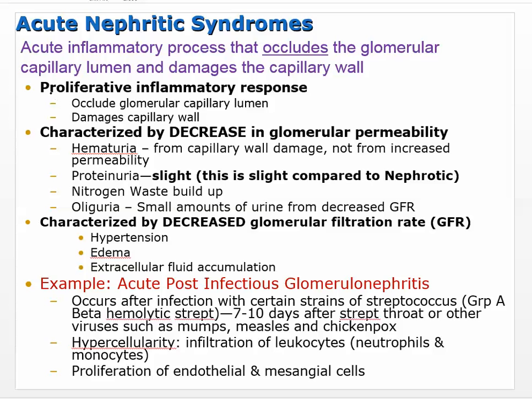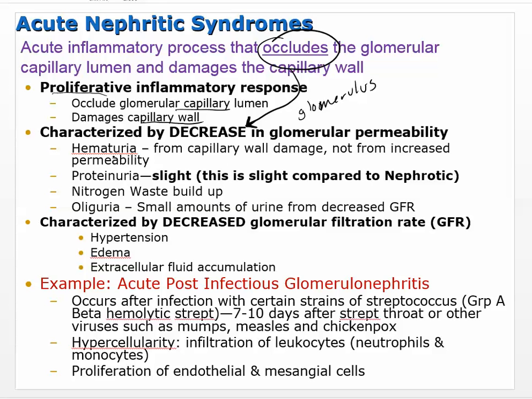So it's considered proliferative, the proliferative inflammatory response we talked about earlier in terms of categorizing them. It occludes the glomerular capillary lumen and damages the capillary wall. So we're talking about the glomerulus. It's characterized, and hopefully this makes sense, if it's occluding, by a decrease in glomerular permeability.